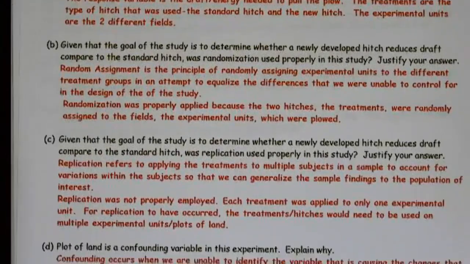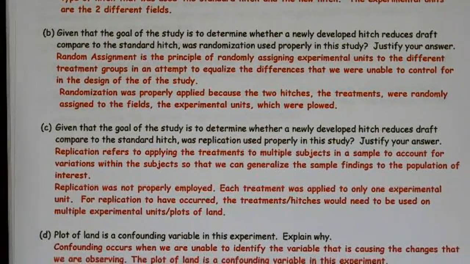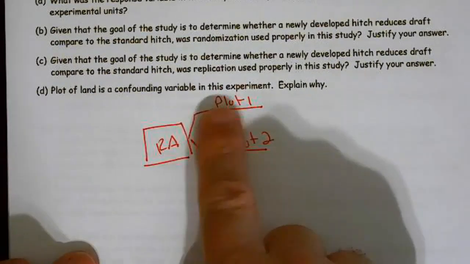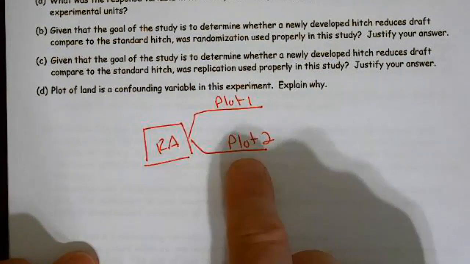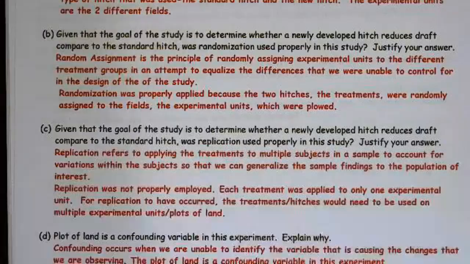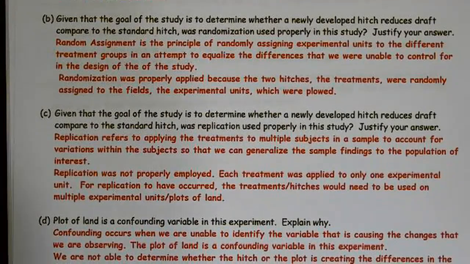Given that the goal of the study is to determine whether a newly developed hitch reduces draft compared to the standard hitch, was replication properly used? Well, replication refers to applying the treatments to multiple subjects. When we drew our diagram, we only applied the hitch to one subject and the other hitch to the other subject. So we don't have replication. So replication was not properly employed. Each treatment was only applied to one of the experimental units as opposed to both.